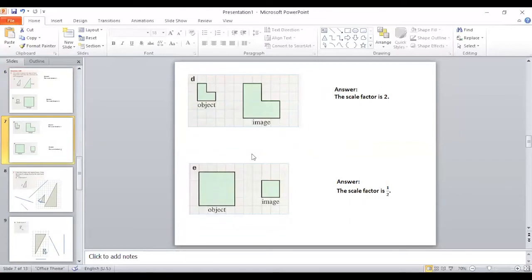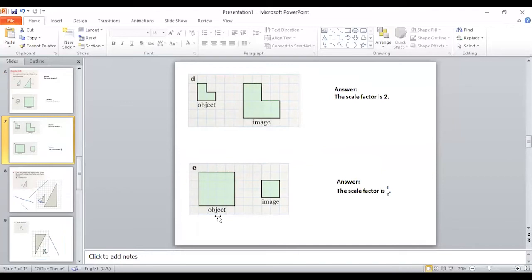Similarly, we find the scale factor of these other figures. This horizontal object side is 1, 2, and the image is 1, 2, 3, 4. Then 1, 2 is this vertical side. 1, 2, 3, 4 is the vertical image side. So the scale factor equals 2, since the image side is twice the object side.